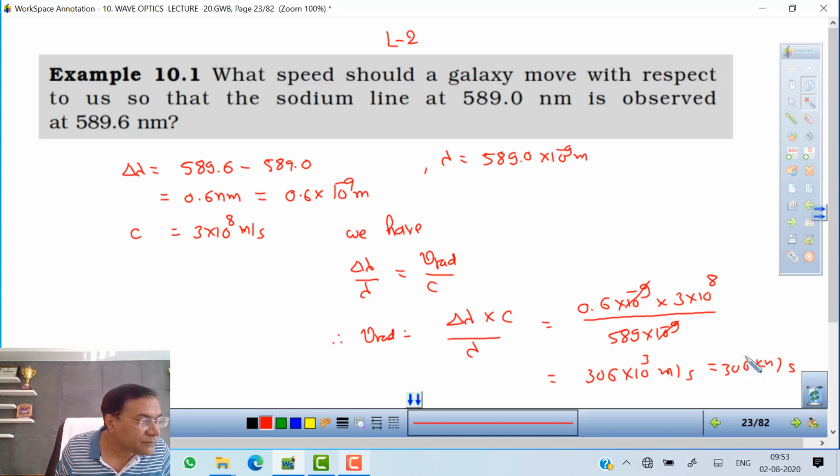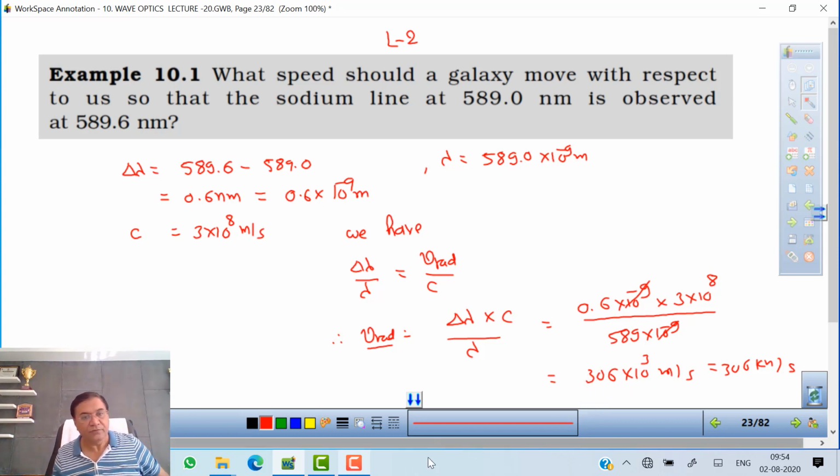Okay. Here velocity is taken to be 3.06, so if there is a slight change in the answer, don't worry. So this is the velocity of the galaxy, and it is moving away because it is positive. Away means positive. Okay.